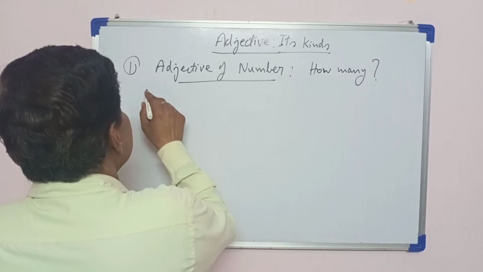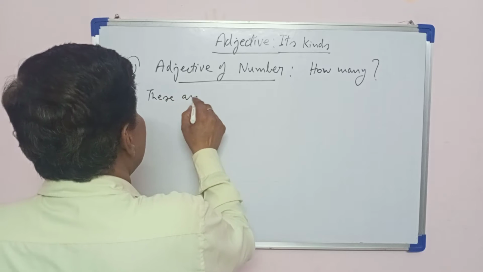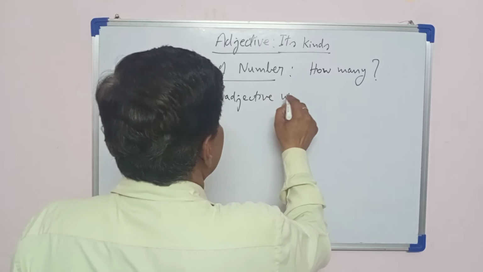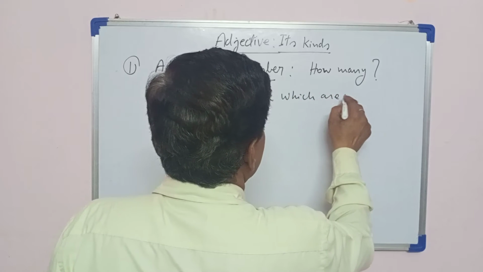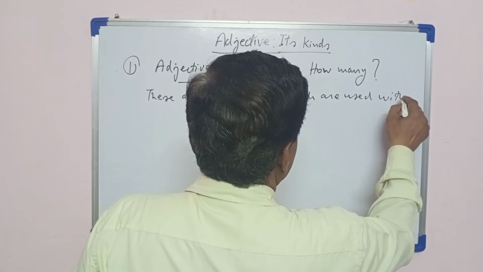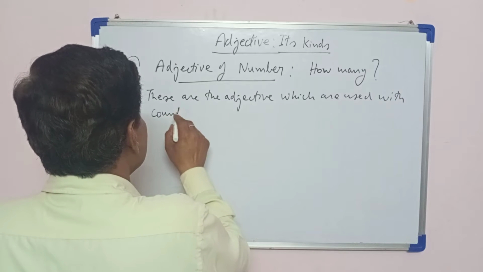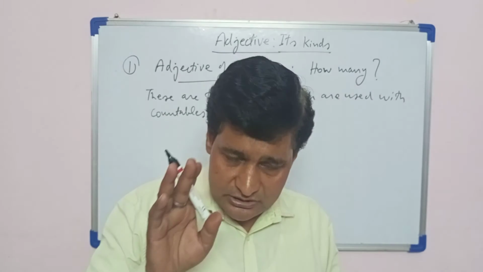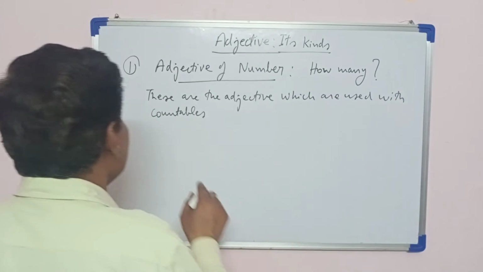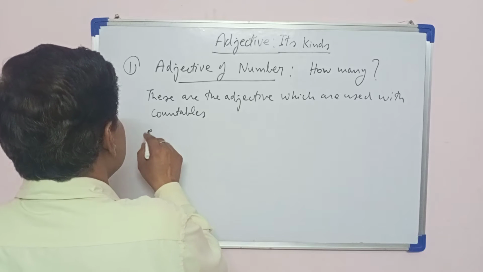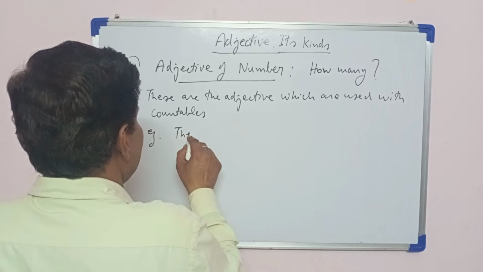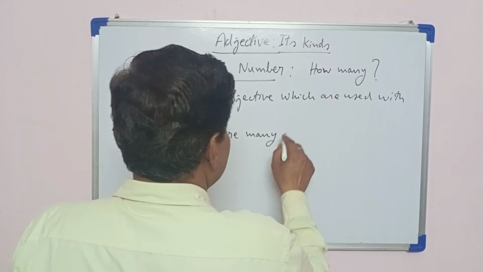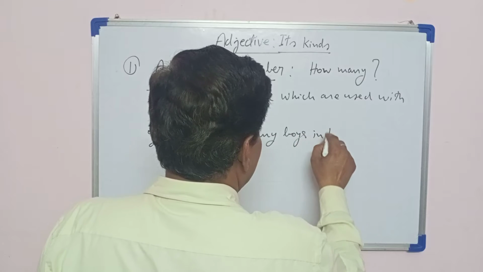These are the adjectives which are used with countables. Now understand the examples. There were many boys in the class.